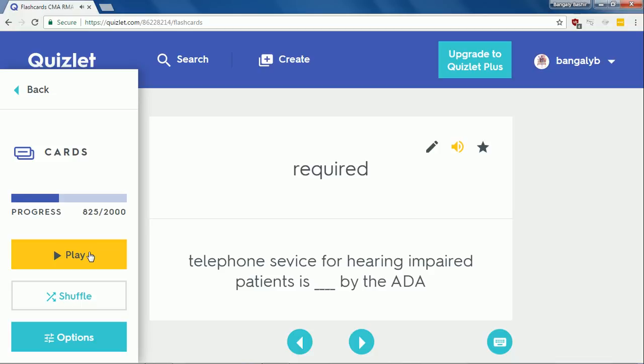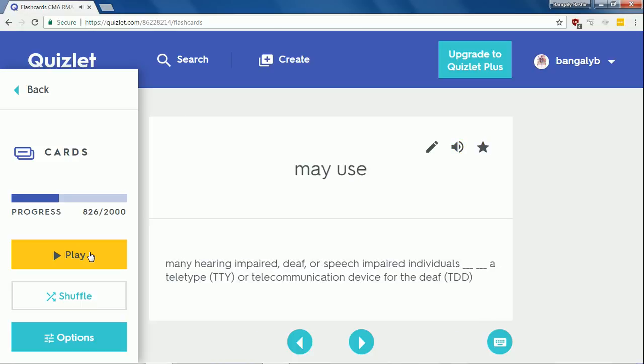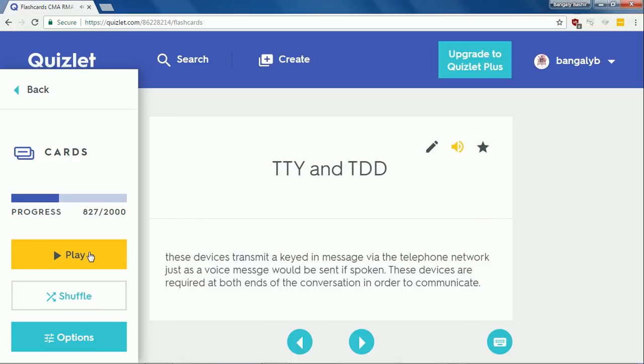Telephone service for hearing impaired patients is required by the ADA. May use. Many hearing impaired, deaf, or speech impaired individuals may use a teletype or telecommunication device for the deaf. TTY and TDD. These devices transmit a keyed in message via the telephone network just as a voice message would be sent if spoken. These devices are required at both ends of the conversation in order to communicate.